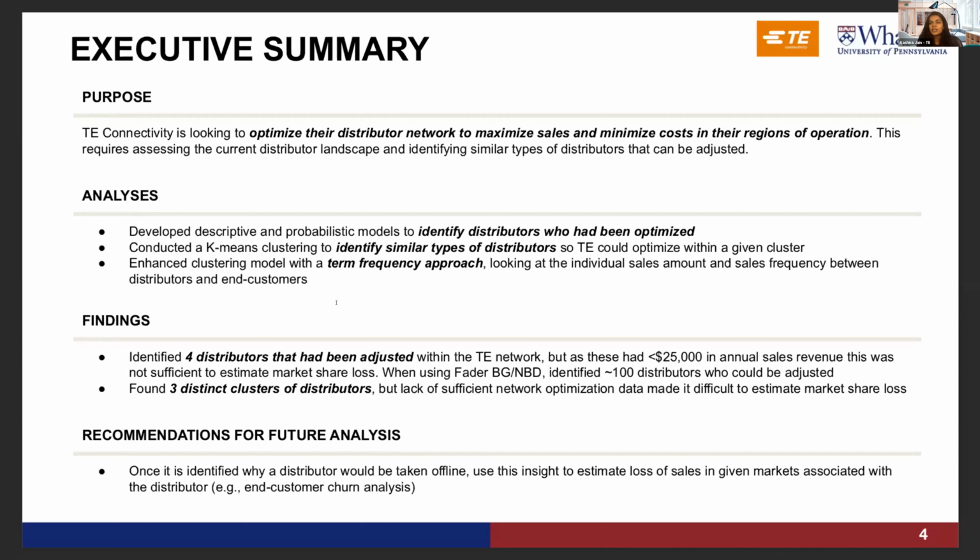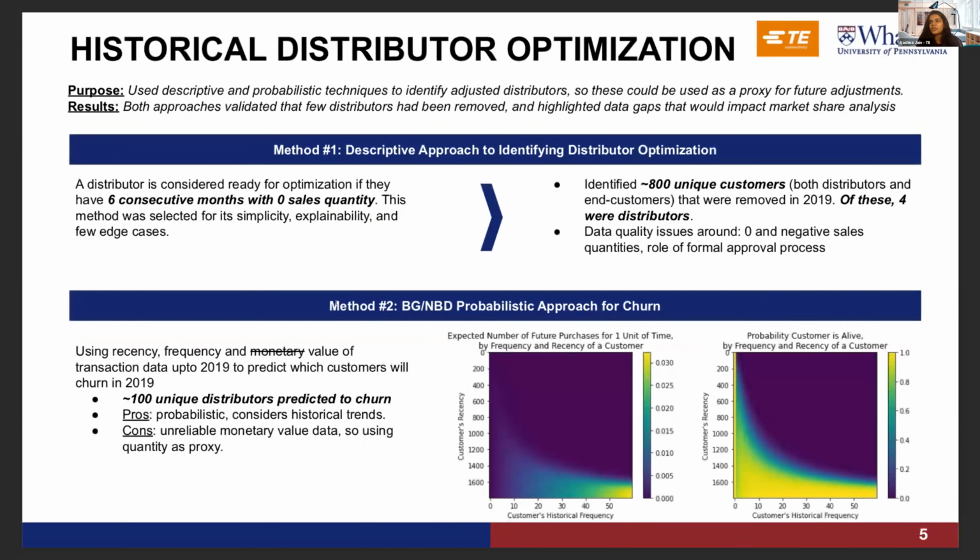We also found 3 distinct clusters of distributors, but then we lacked sufficient network optimization data, which again made it difficult for us to estimate market loss. And eventually, for recommendations for future analysis, we mainly talk about how we can improve this analysis to get realistic ideas of network market loss. And we will talk about a lot of these aspects in more detail now. So I'm going to let Ahad talk about optimization.